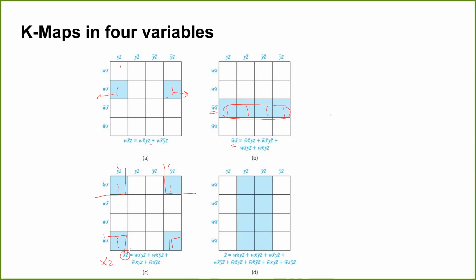I don't know why they have written Z bar, so there's a mistake there. Similarly, now this last one. Suppose I have ones like this. You can just group them all together, and the equivalent is W bar, all literals covered, X bar, all literals covered, Y bar, again literals covered. Only thing left is Z bar. So this was your K-map in 2, 3, and 4 variables. Is this clear?